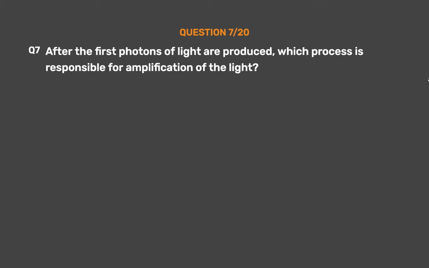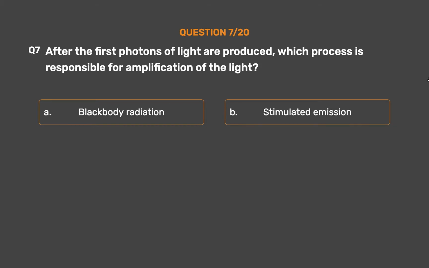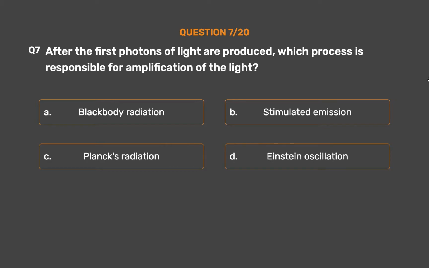Question number 7. After the first photons of light are produced, which process is responsible for amplification of the light? Option A. Blackbody radiation. Option B. Stimulated emission. Option C. Planck's radiation. Option D. Einstein oscillation. The correct answer is Option B, stimulated emission.